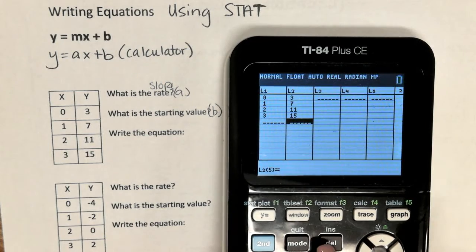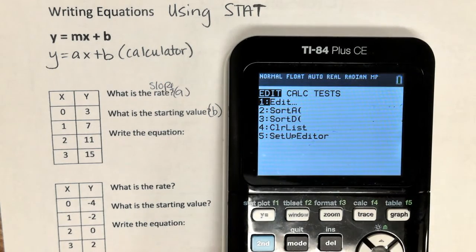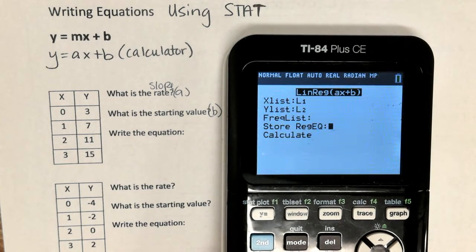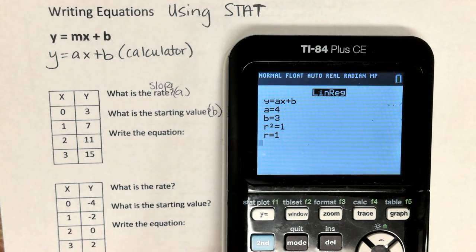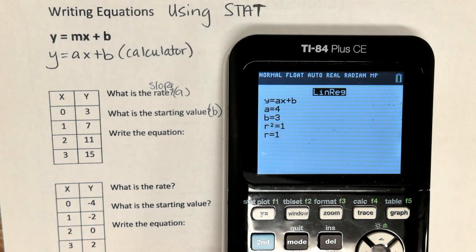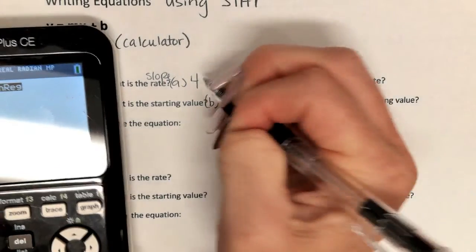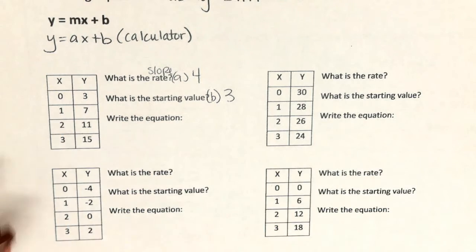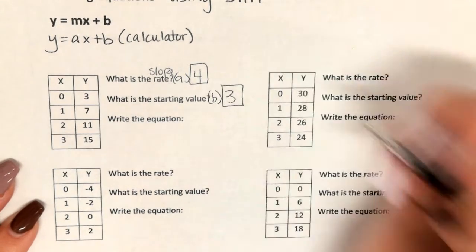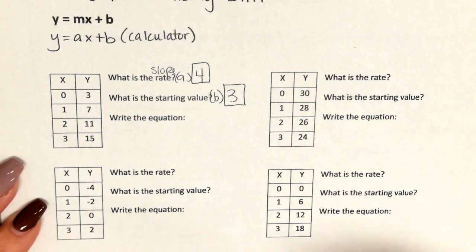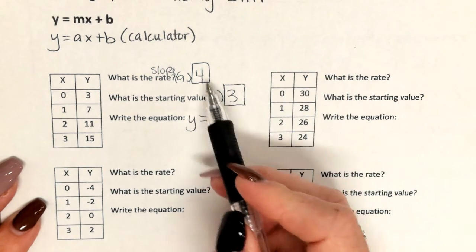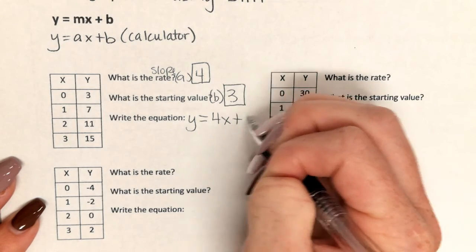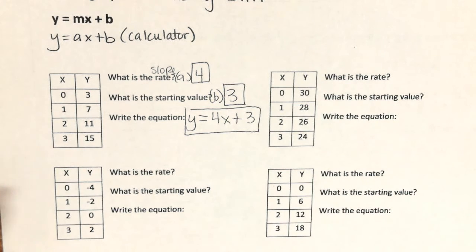Now I'm going to hit Stat. I don't need to edit, I already did, and I'm going to go to Calculate, Option 4. Enter 5 times, and I'm going to write the A for the rate. What did I get for the A? 4. For the B, I got 3. And now I'm pretty much done. All I need to do is write my equation. So I'm going to write y equals, which one of these numbers is going to get the x? 4. 4x plus 3. Done.